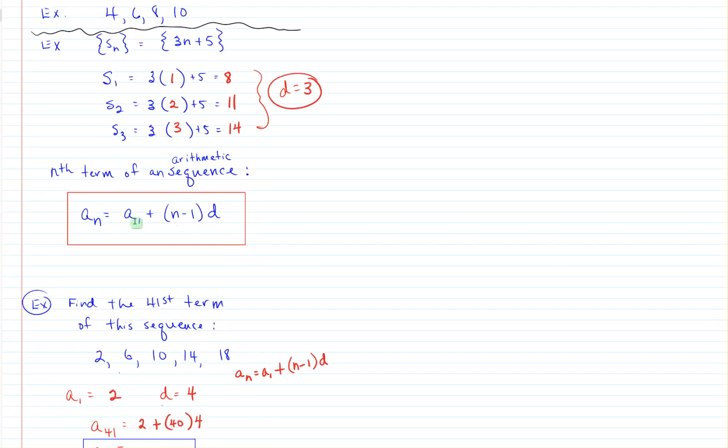So if you want to find the nth term of an arithmetic sequence, here is the formula. We need to know this one. A sub n is a sub 1, the first term, plus n minus 1 times d.